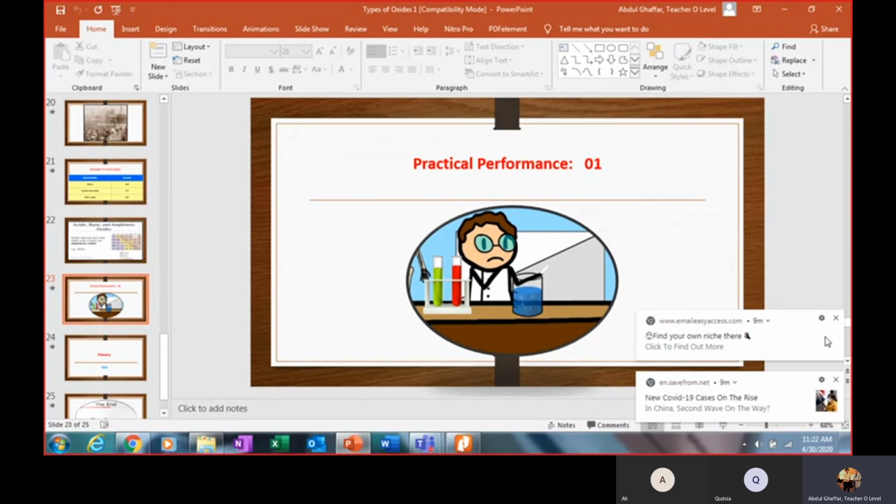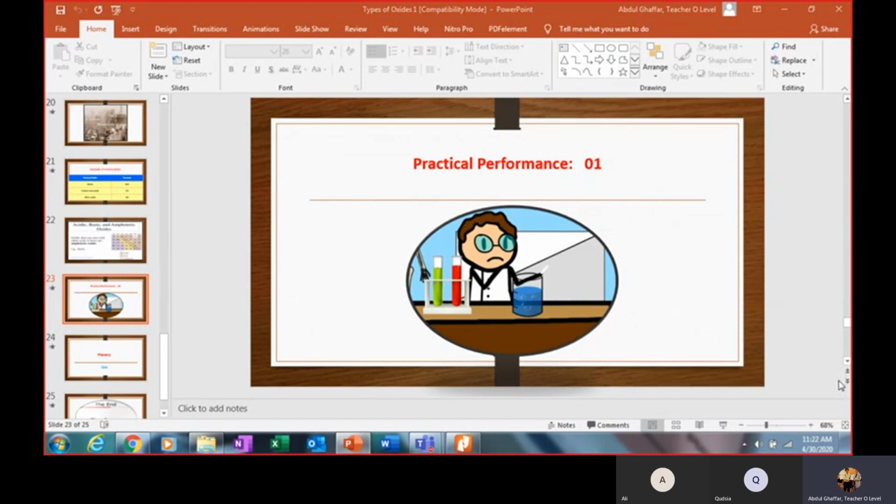Now we will move towards the practical performance.